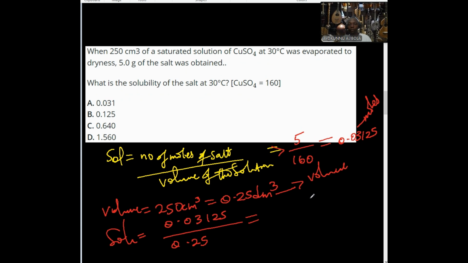So 0.125. To get the number of moles, you divide the mass by the molar mass, okay? Exactly. Yes, sir. So the next question is for Moses.